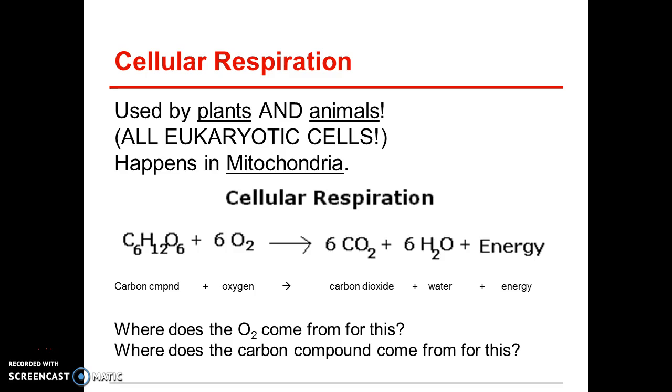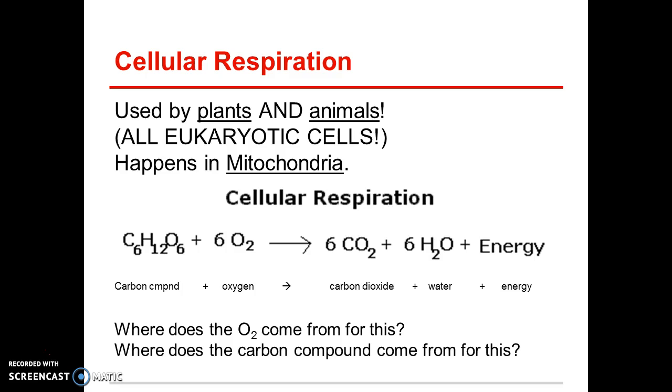Cellular respiration, you will need to memorize the balanced equation. So C6H12O6 plus 6O2 yields 6 carbon dioxides, 6 waters, and energy. You need to know both the chemical formulas as well as the written words. But where does the oxygen come from in this equation? It's an input into the mitochondria, but where does it come from? It comes from the atmosphere.